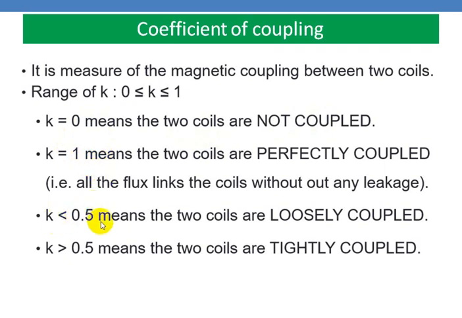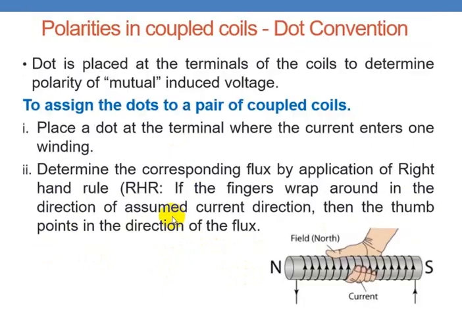When k is less than 0.5, the two coils are loosely coupled. And when k is greater than 0.5, the two coils are tightly coupled, so more flux will be linking with the neighboring coil. Now let us see the dot convention. Dots are placed at the terminals of coils to determine the polarity of the induced voltage in the mutual inductance.